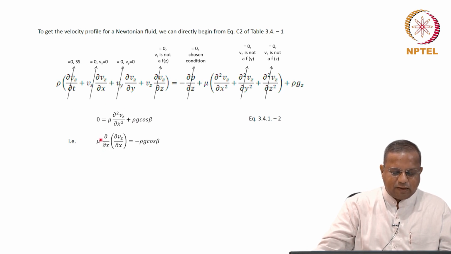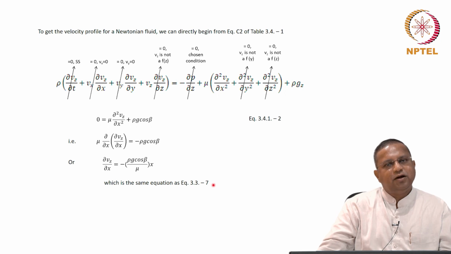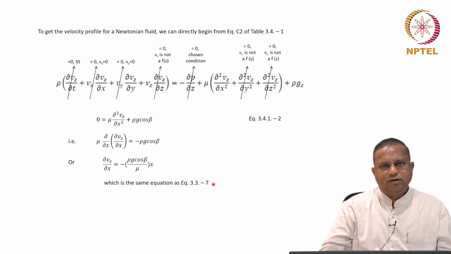Therefore, you could write this as mu dou x of dou Vz dou x, this is second order derivative, dou x of dou Vz dou x, equals minus rho g cos beta, and which can be written as dou Vz dou x, if you solve this equation once, equals minus rho g cos beta by mu times x. Okay. And this was exactly the same equation as what we got earlier. Okay. So, by applying the equation of motion, we significantly simplify the effort that we need to put in to arrive at relevant insights. Okay.